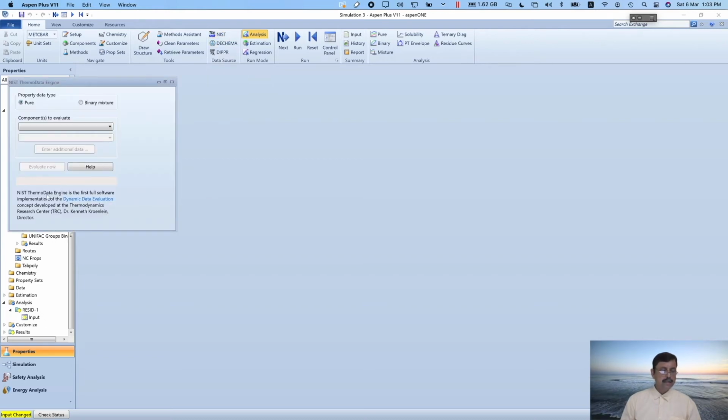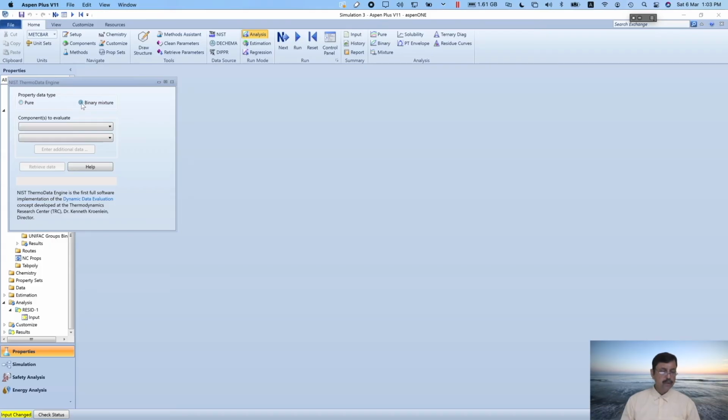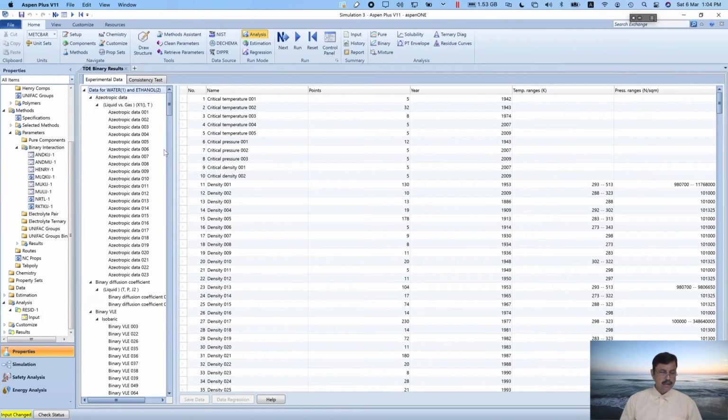Suppose you want a binary mixture of water and ethanol. Yes, a binary mixture of water and ethanol. Retrieve data. It will take some time to retrieve binary experimental data. This may take a few minutes, you have to wait. Well, it didn't take that much time. Anyway, we are happy, and we get this binary data.